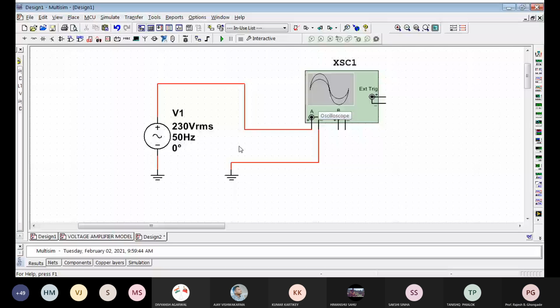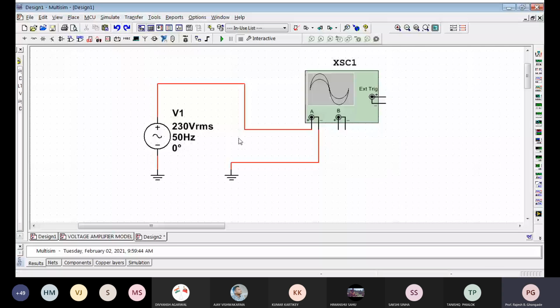230 volts you don't directly connect to the oscilloscope. Many times you require an isolation transformer or something like that. Now the other lead of the probe is connected to ground. Even if you don't do this here, it is assumed that you are connecting it to the ground. So you can leave it like that, but just for the sake of completeness, we will use it like this.